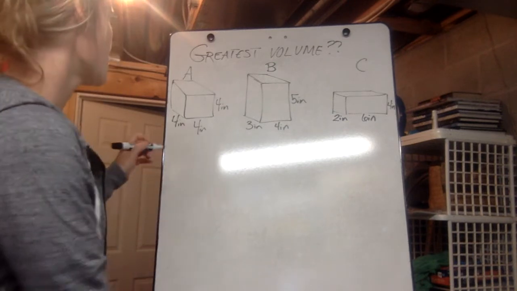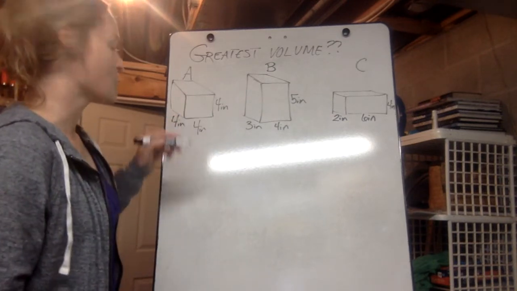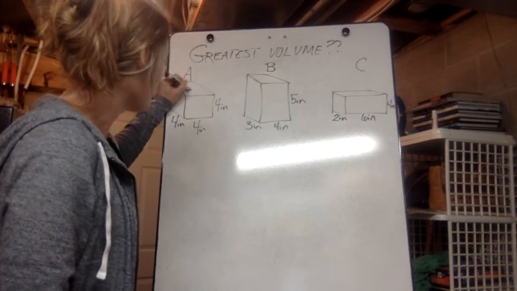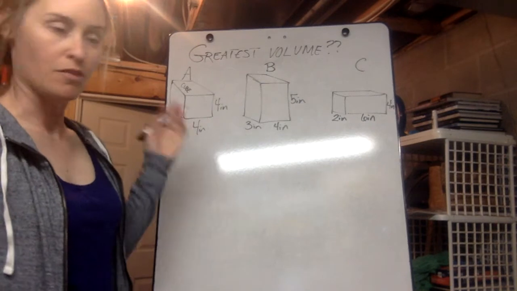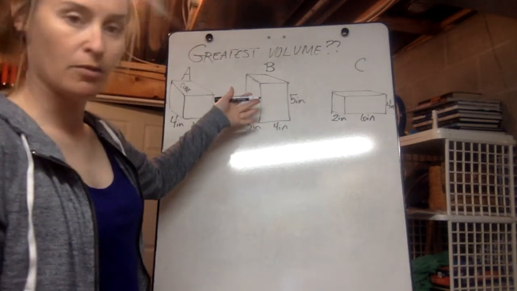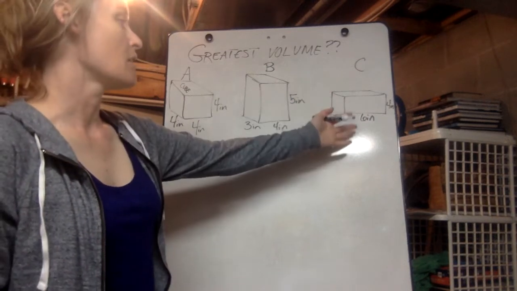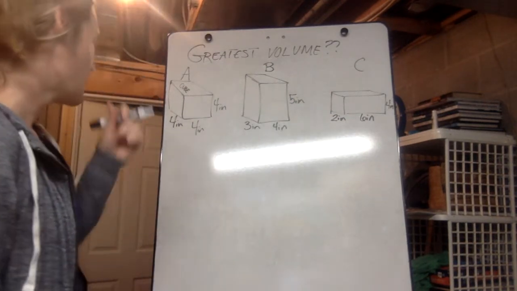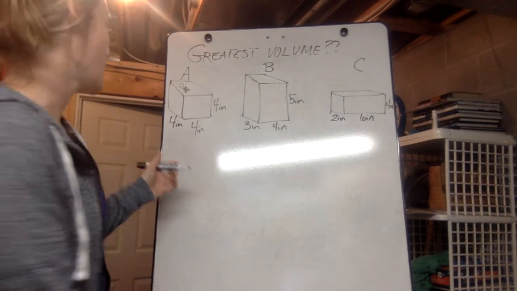So we know this first one, since we have all three dimensions that are the same, is going to be called a cube. You've probably heard of this before. This is just a little bit of review. So the first one's a cube. The second one has three different dimensions, so we know that's going to be a rectangular prism. And our last one is also going to be a rectangular prism because we have three different dimensions. So we can use that formula you learned in elementary school.